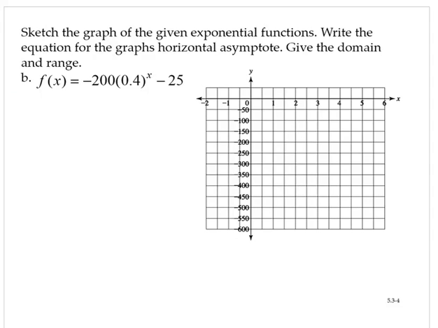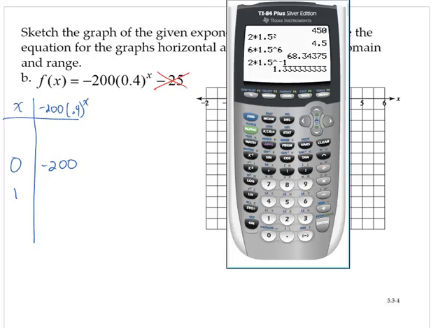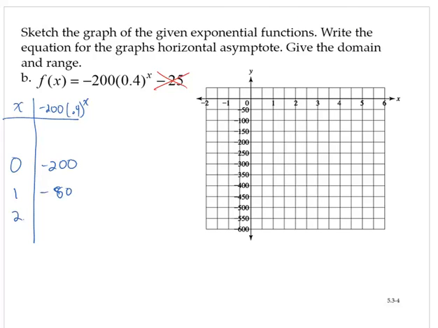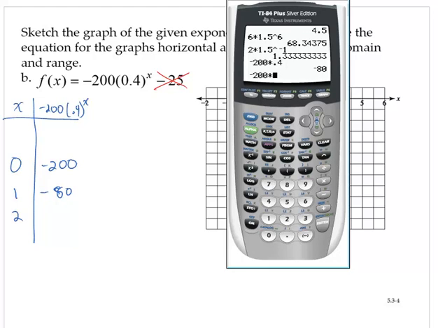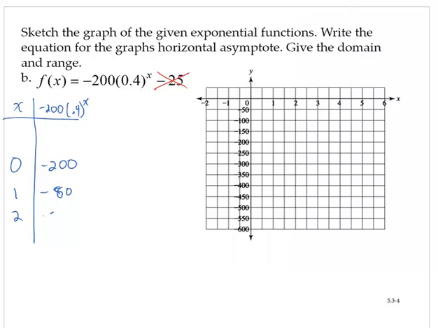f of x is equal to negative 200 times 0.4 to the x, subtract 25. Now again, let's forget about the negative 25 for a moment, and let's create a table for x versus negative 200 times 0.4 to the x. If we had 0, we'd have negative 200. We would have 1. Negative 200 times 0.4 is negative 80. If x was 2, we would have negative 200 times 0.4 to the second power, negative 32.